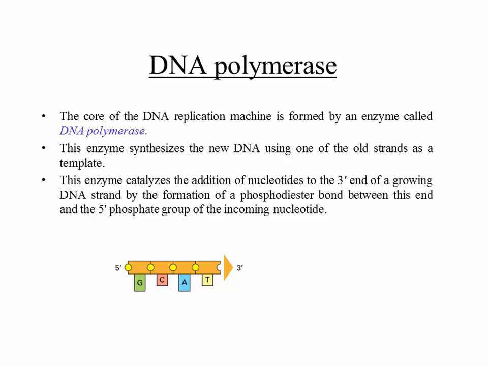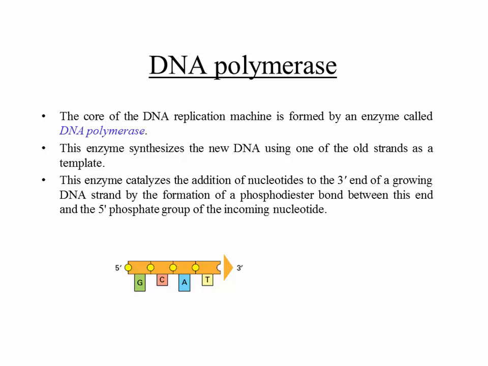Now the core of the DNA replication machine is formed by an enzyme. Again, what are enzymes? Enzymes are proteins which are? Okay, good. So the core of the DNA replication machine is formed by an enzyme called DNA polymerase. We introduced this terminology before. Polymerase means it produces a polymer, in this case a polymer of DNA. This enzyme synthesizes the new DNA using one of the old strands as a template.